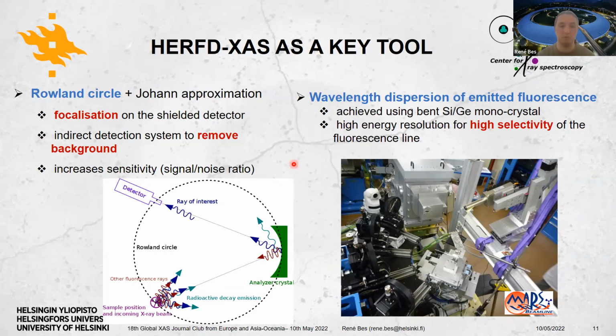And of course, as I mentioned with HERFD-XAS, you have to select one emission line. The emission lines which may have the best resolution improvement are usually the ones which have the lowest fluorescence yield, because you need the initial state to be as high as possible in terms of orbitals, so it's the most difficult one. Usually you get better resolution at the expense of the counting time.